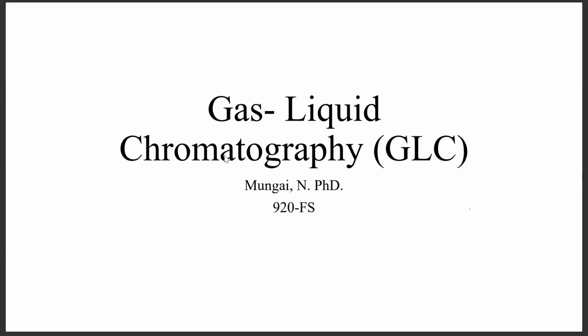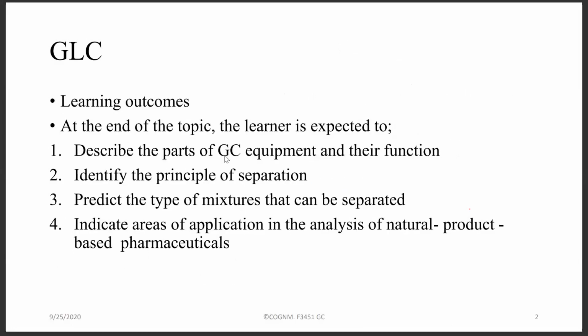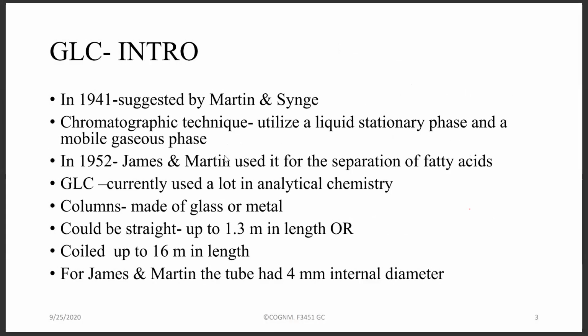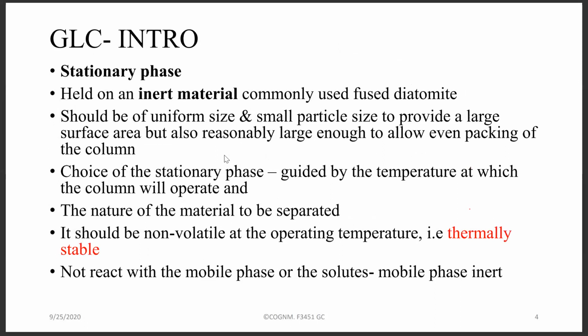So then we look at gas liquid chromatography. The stationary phase is usually held on a support material. Fused diatomite is the commonly used support material in GLC. And the same things apply: it should be of uniform size, with small particles to increase the surface area and allow even packing.